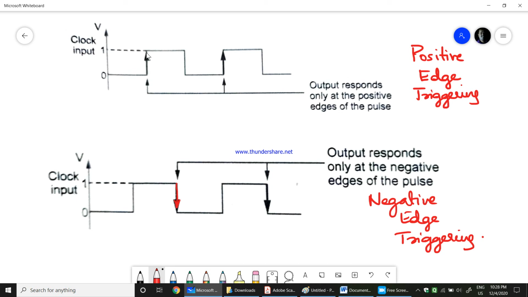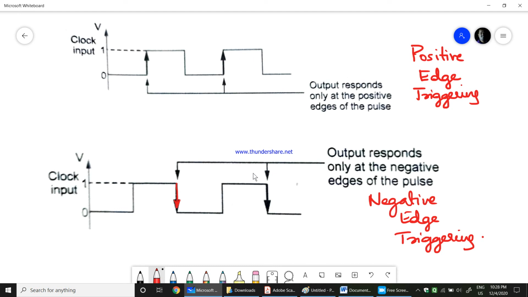Think that at this positive edge the flip-flop is triggered and it remains in the same state. To go to the next state, it will wait until the next positive edge is reached. Only then will the circuit again get triggered. Until then, it remains in the same state. But here, the circuit gets triggered during the negative edge. Therefore, it remains in the same state until the next negative edge is reached. So this is how edge triggering is given to flip-flops, counters, shift registers and so on, which we will learn in further discussions.